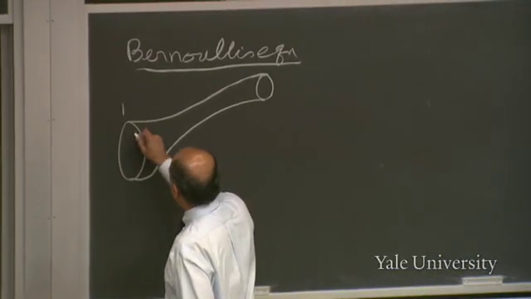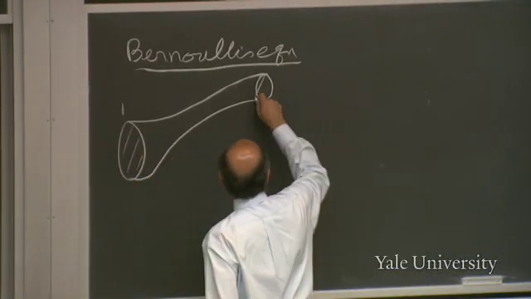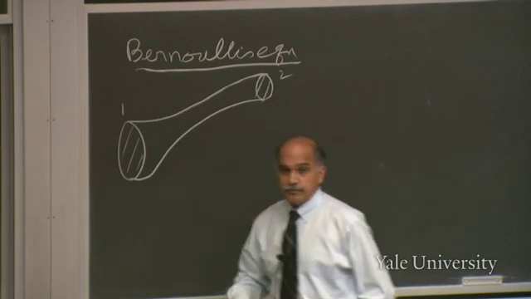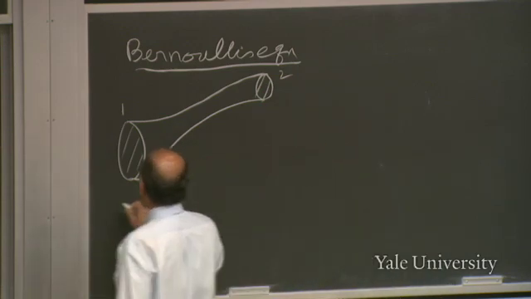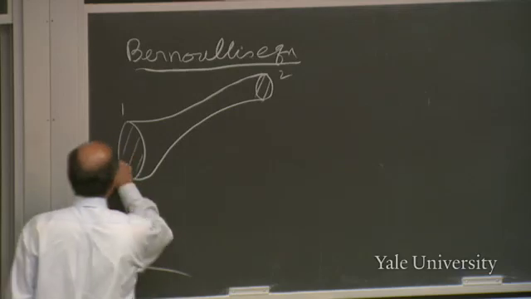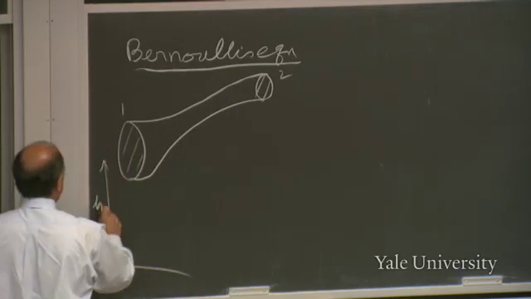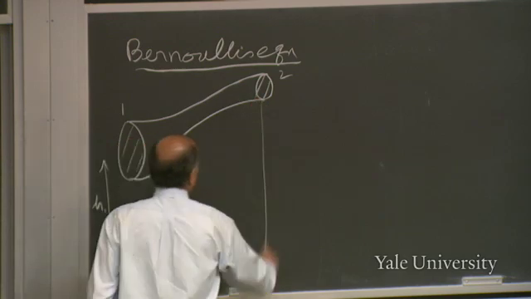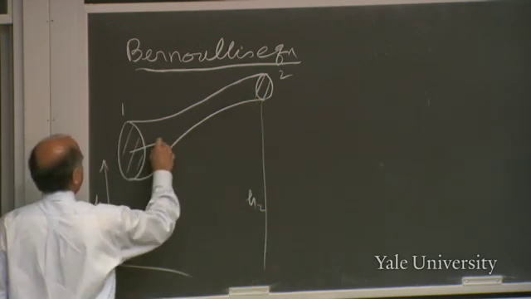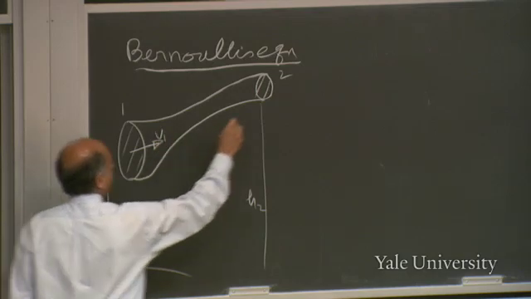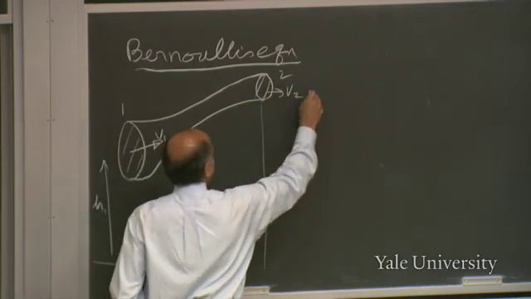This point is going to be called 1. This point is going to be called 2. Everything here will have a subscript 1. That means measured from some ground, this is at a height h1, that's at a height h2. The velocity of the fluid here is some v1. The velocity of the fluid there is v2.